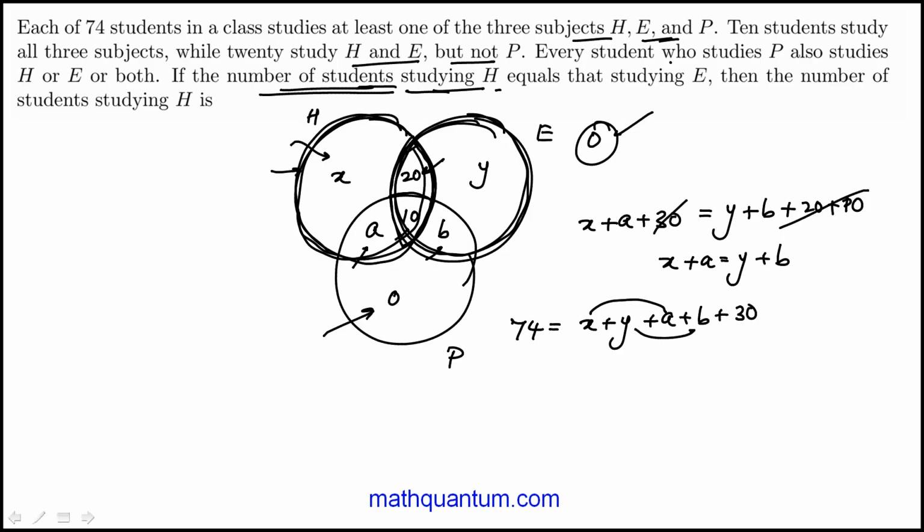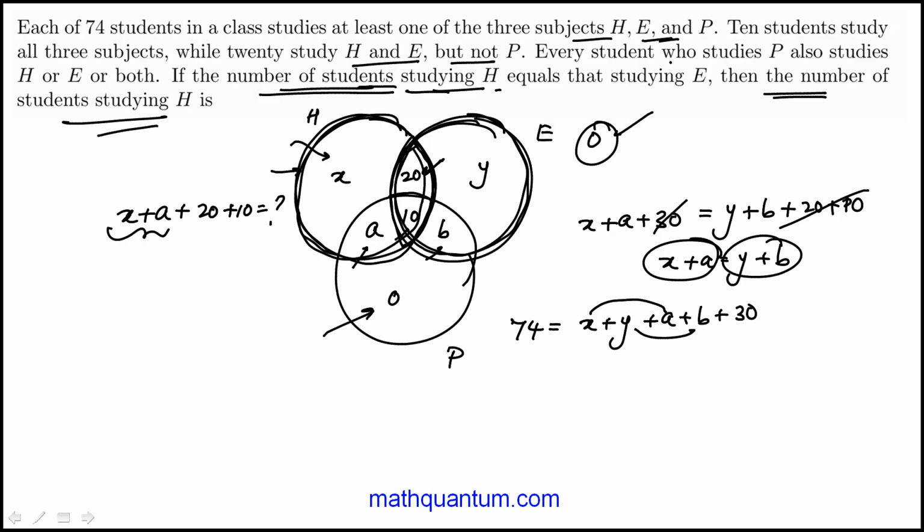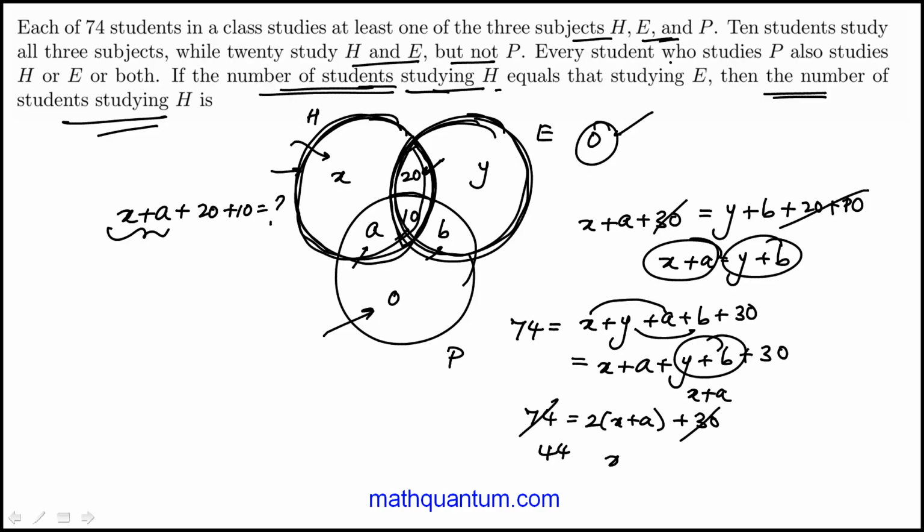Now before that, I'll phrase the question, meaning what are we looking for? The number of students studying H, which is X plus A plus 20 plus 10. This is what we're looking for. So I really need X plus A, and I notice that Y plus B is X plus A. So if I rearrange this, this is simply X plus A. So I get 74 is 2 times X plus A plus 30. I can subtract that, that becomes 44. That means X plus A is 22. And if I plug it in here, 22 plus 30, I get 52.